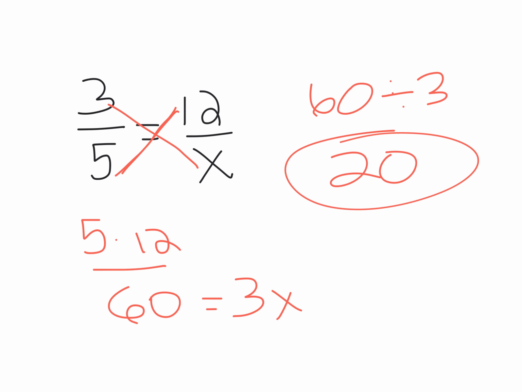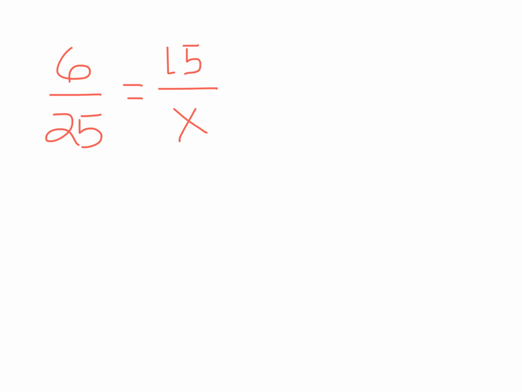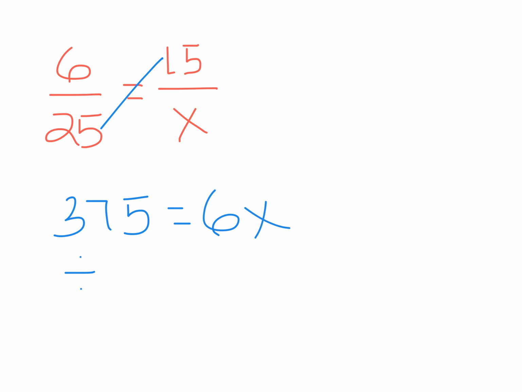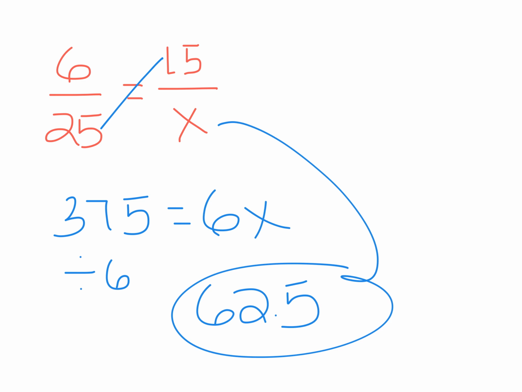Let's take a look at a couple more. All right, so let's use our method to solve this problem. We have 6/25 equals 15 over a missing value. So we're going to cross multiply. 25 times 15 gives us 375. And that's going to be equal to 6 times x. So we're going to divide 375 by 6. And that gives us 62.5, which is our answer, our missing value for x.